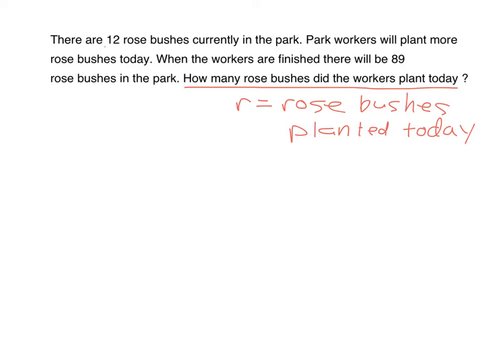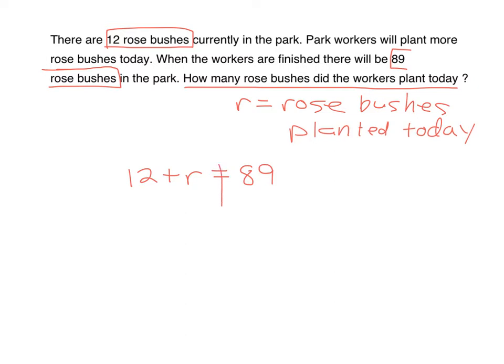Now, we know that there were 12 rose bushes currently in the park, and we know that the park workers will plant more rose bushes today. We also know that when they're finished, there will be 89 rose bushes in the park. So we put a box around those two numbers that we need, and now we can write our equation. I know that we start with 12 rose bushes, and we're adding our more rose bushes today. That's the amount that's being planted. And that's going to equal the total number of rose bushes in the park when they're finished, which is 89.